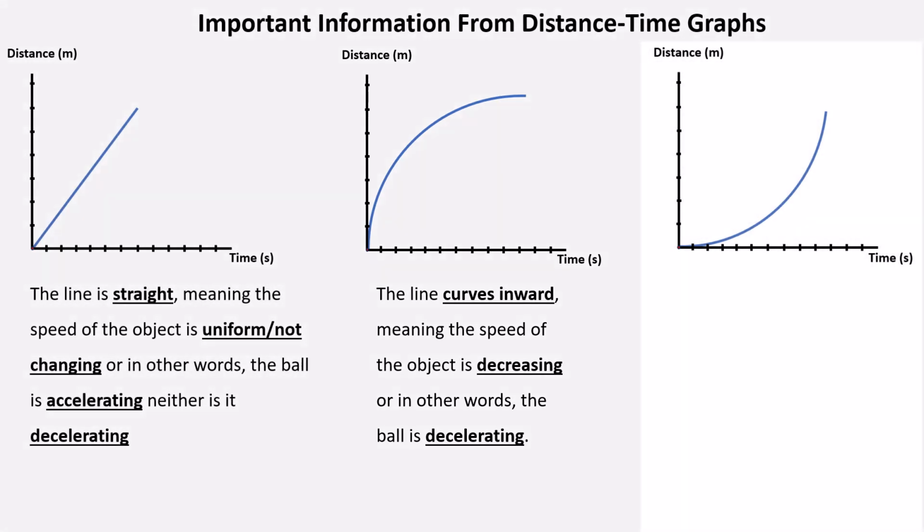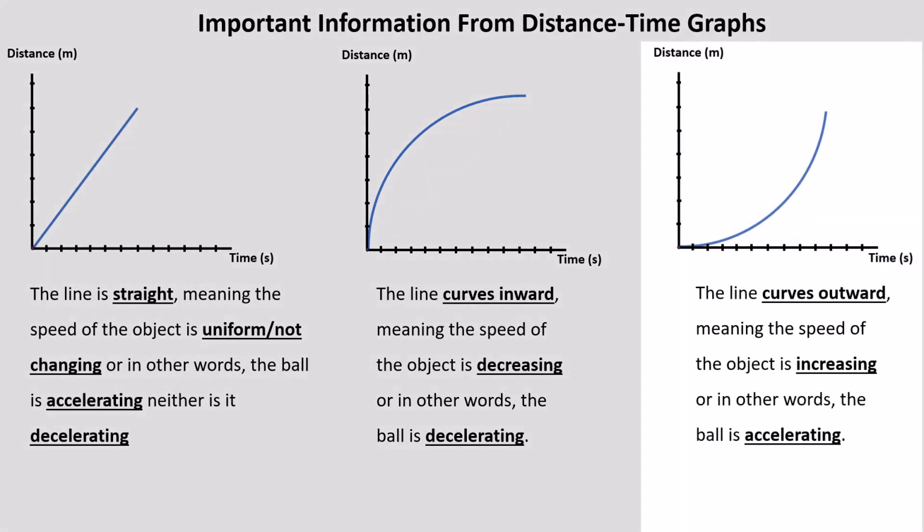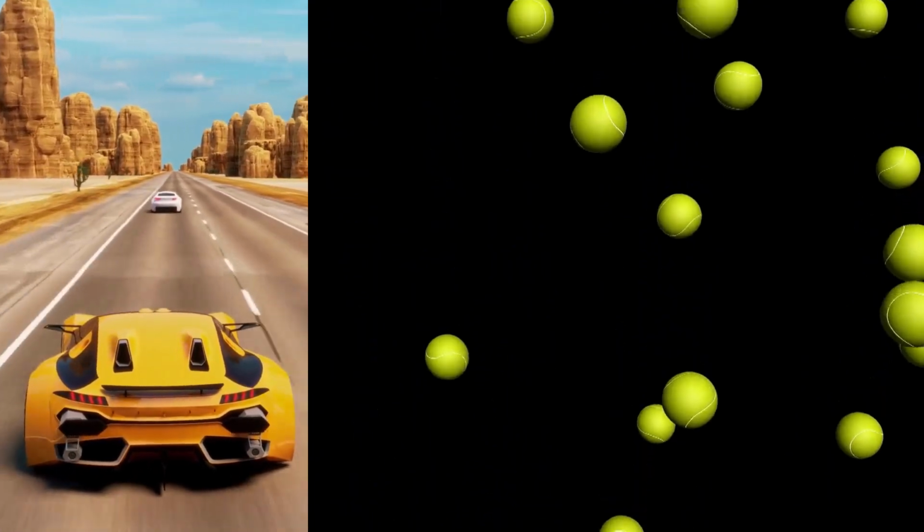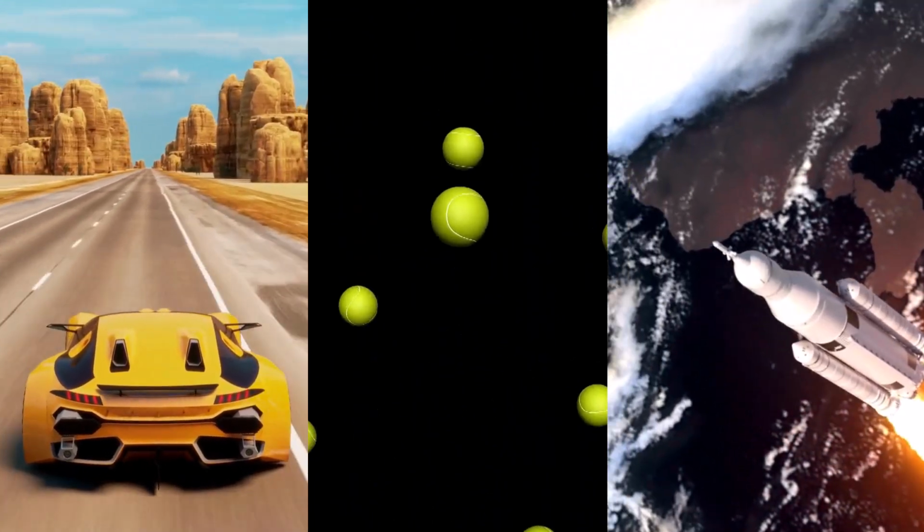In contrast, the third graph features a curved line bending outward, representing acceleration. In this case, the object's speed increases over time, meaning it covers more distance per unit of time as it moves. This is seen in scenarios such as a car speeding up after a stop, a free-falling object gaining velocity due to gravity, or a rocket launching into space. The steeper the curve becomes, the greater the acceleration.